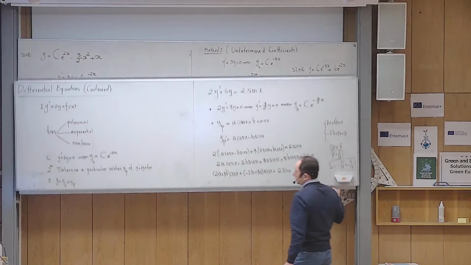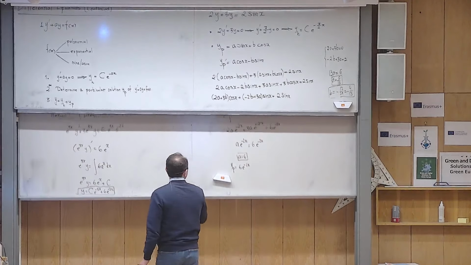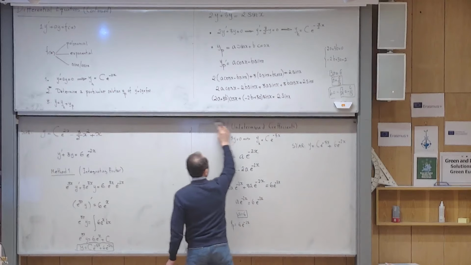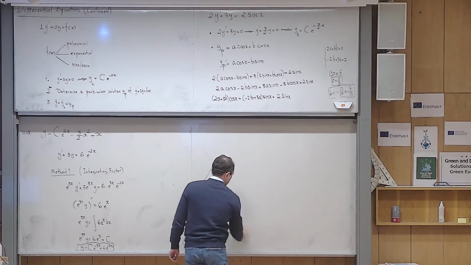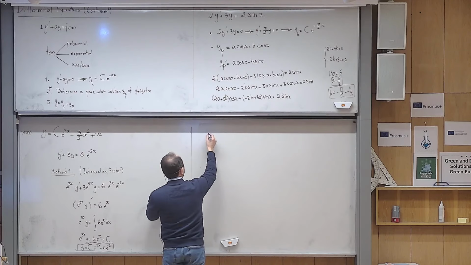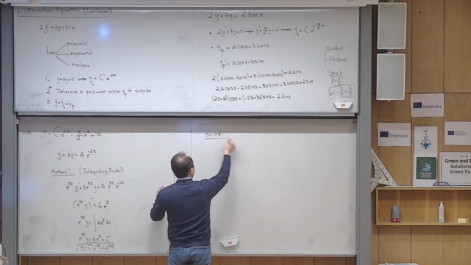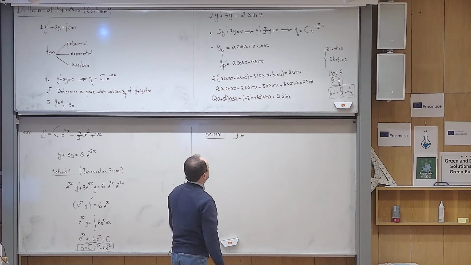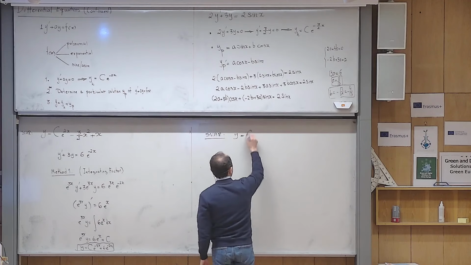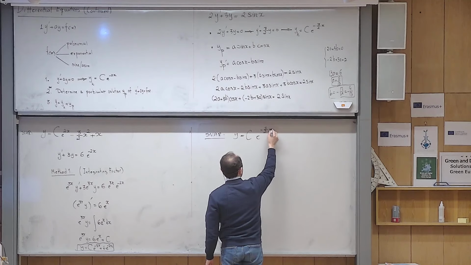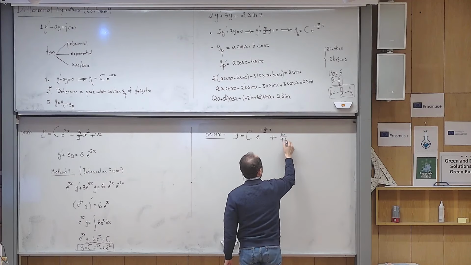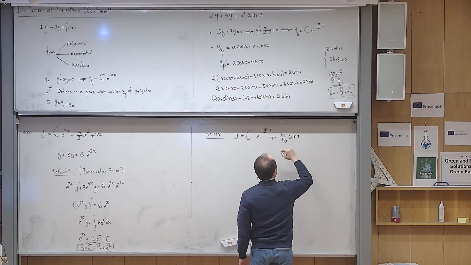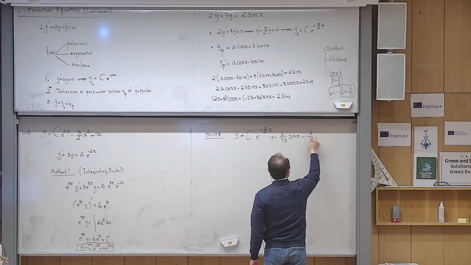Okay, and now I go back and write my solution. So what is the solution? What you need to provide as the answer to this problem is y equals to what? The yh, which is up there, c e to the power of minus 3 over 2x, and then plus this expression. The expression is plus 6 over 13 sine x minus 4 over 13 cosine x, and that's it.